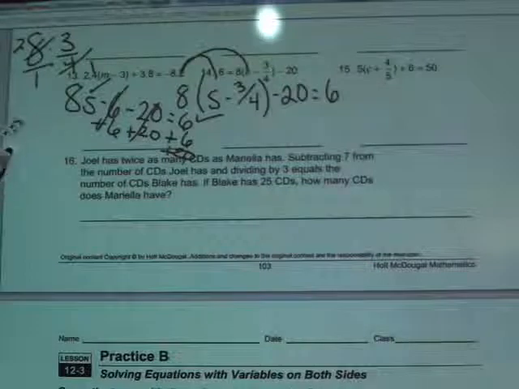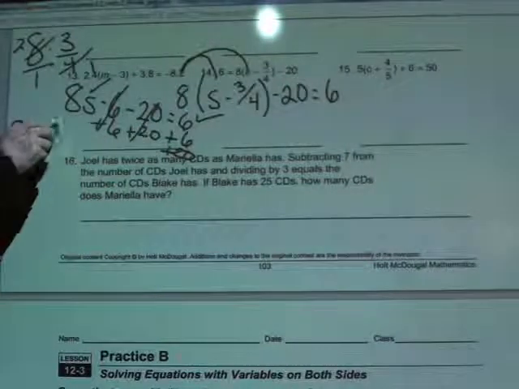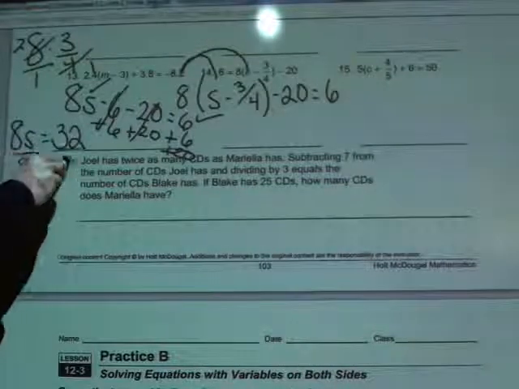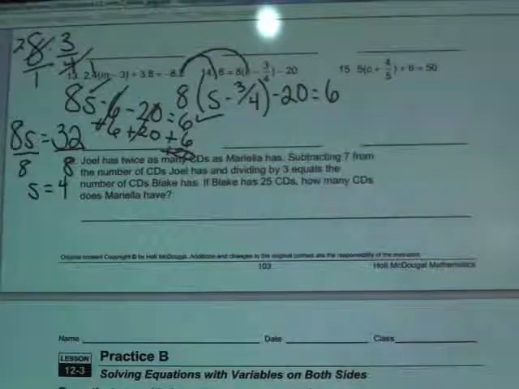So when I do that, that's going to give me 8s equals 6 plus 6, which is 12, plus 20, which is 32. So I've got 8s equals 32. Multiplication problem to be solved by division. This is a very basic one-step equation at this point. I'm dividing both sides by 8 to solve here. And when I do that, s equals 4, because 32 divided by 8 is 4.